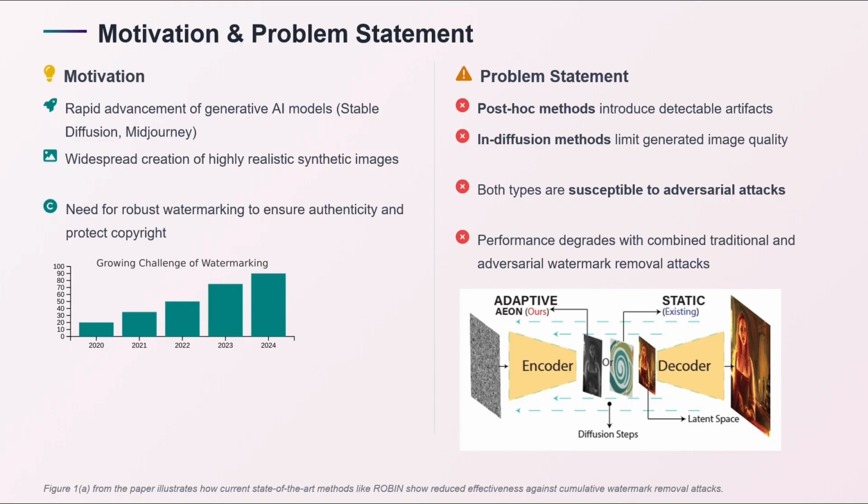There are two different types of watermarking methods, post-hoc methods and in-diffusion methods. Post-hoc watermarking methods embed the watermark after the image is generated, while in-diffusion watermarking embeds the watermark during the generation process. Both types are vulnerable to adversarial attacks, and performance degrades when we combine all of the attacks and mimic real-world editing. An adaptive watermark is embedded in AEON, while existing methods such as Robin embed a static watermark that is visible when we embed in later diffusion steps.